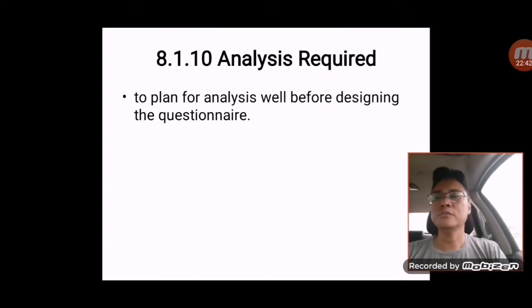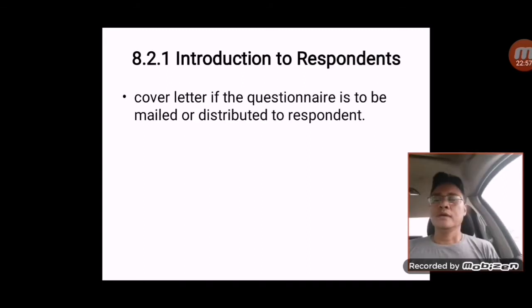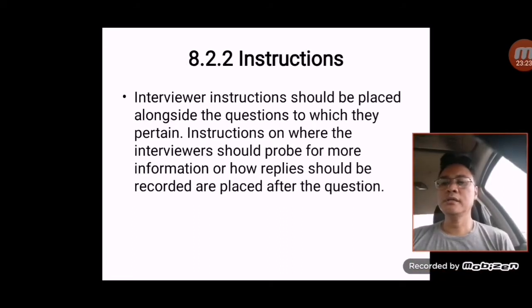Okay, analysis required. To plan for analysis well before designing the questionnaire is very important. Okay, introduction to respondents, cover letter if the questionnaire is to be mailed or distributed to respondents. In the questionnaire, basically we do have the introductory note. Alright, instructions. Interviewer instructions should be placed alongside the question to which they pertain.